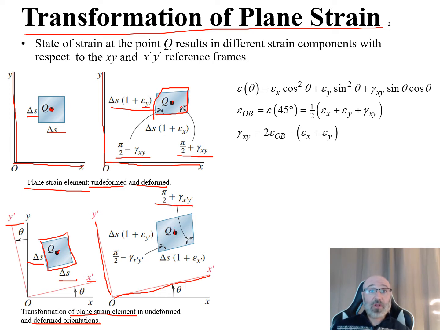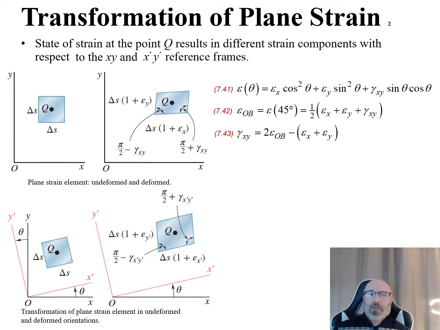Now this angle down here is pi over 2 plus our gamma x prime y prime. Then we have pi over 2 minus our gamma x prime y prime right here, because we're now on our x prime y prime axes. And now we can see for our sides, we have delta S times 1 plus our epsilon x prime and delta S times 1 plus our epsilon y prime.